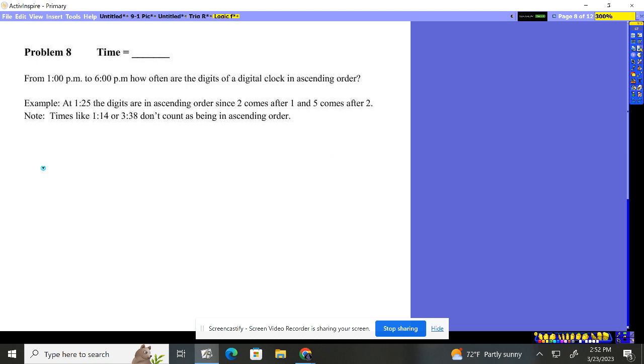This one's pretty straightforward. From 1 p.m. to 6 p.m., how often are the digits of a digital clock in ascending order? Ascending means going up. So 1, 2, 3. At 1:23, they're going up. At 1:24, they're going up, and so forth. I need to know how many.